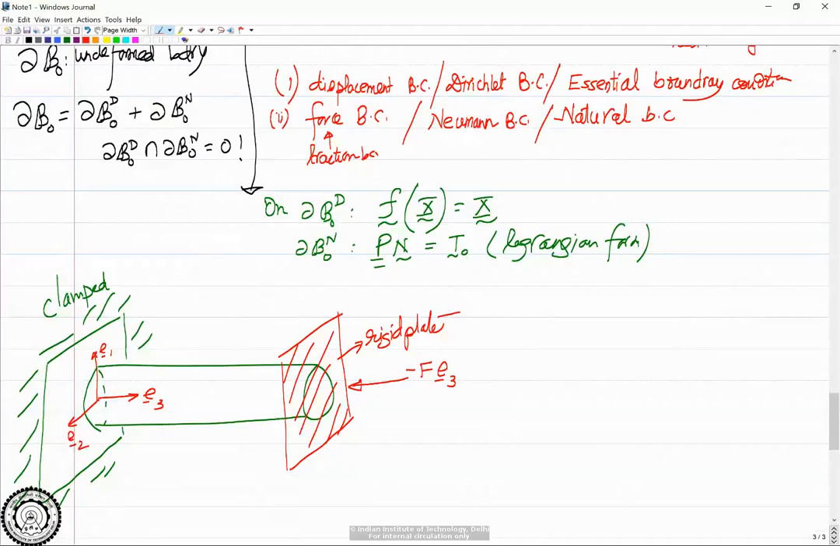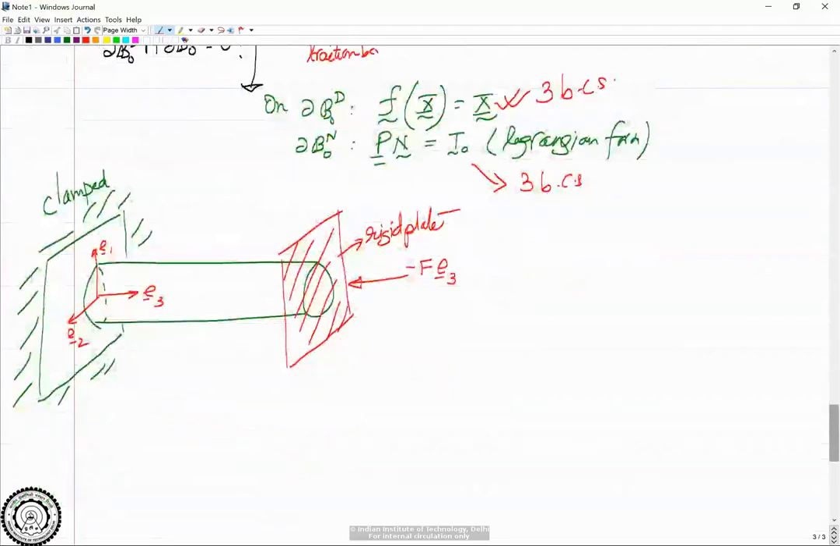Let me try to write down the boundary condition. You see here that this is three boundary conditions because it's a vector equation with three components. This is also three boundary conditions, a vector equation having three components. So at each point you have to specify some boundary condition; only then does this problem get fully prescribed. Let us see what boundary condition this beam is going to have.